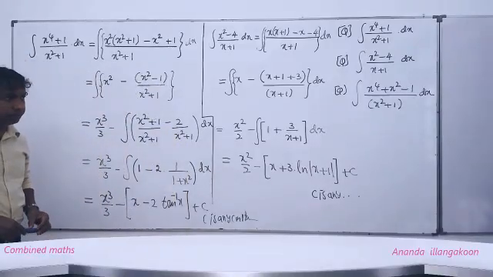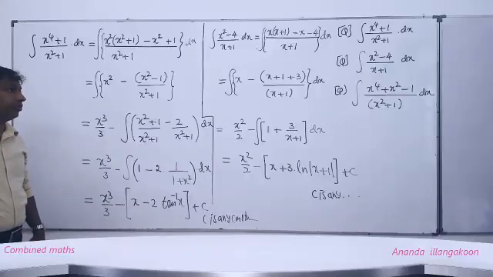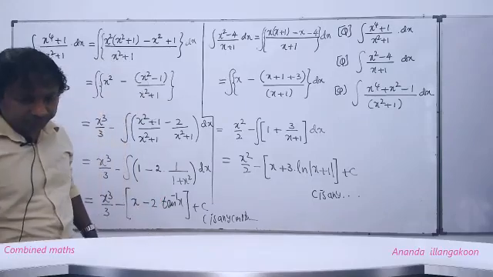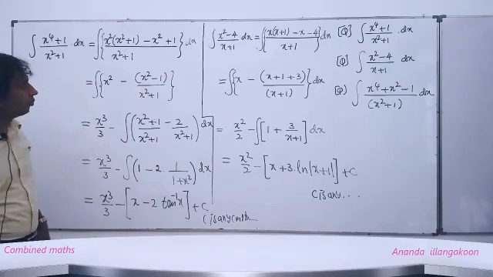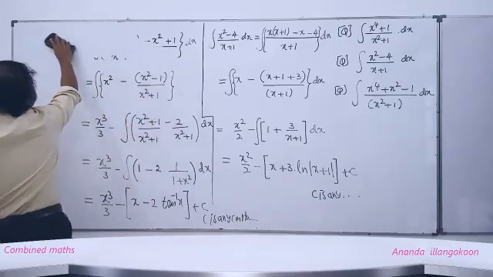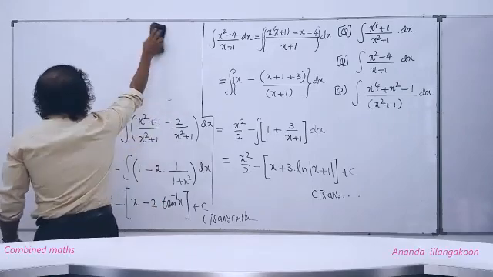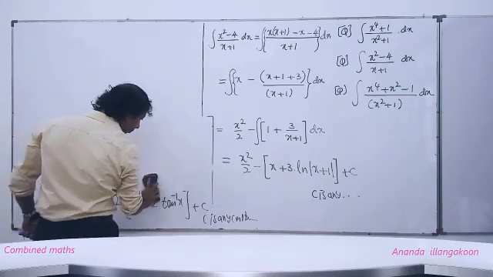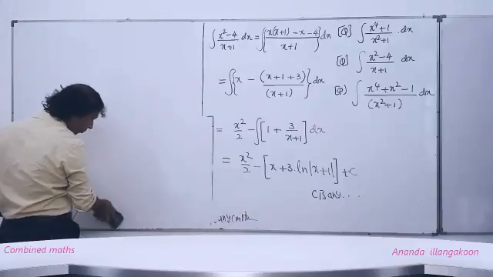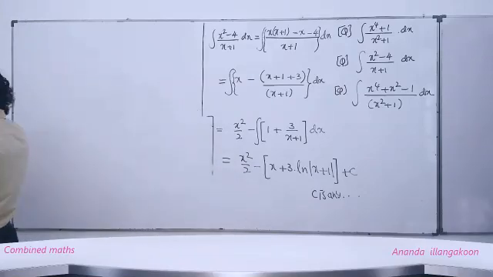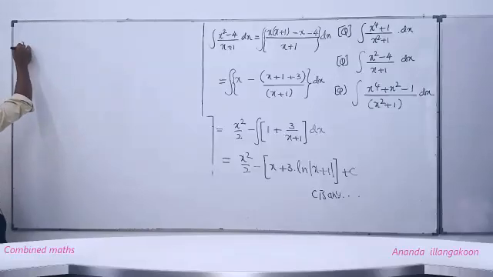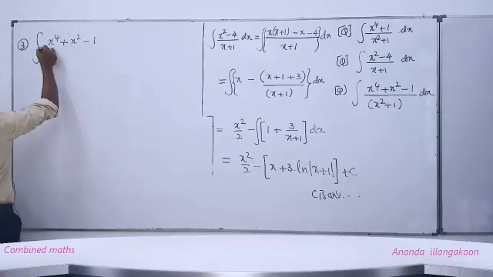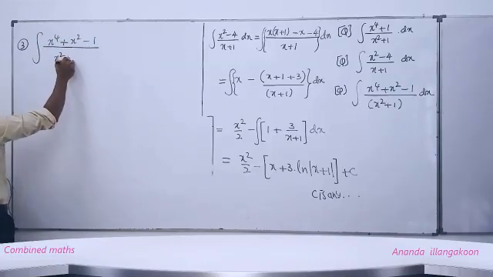Okay, now people. The third one. Third one is this. Integration of x power 4 plus x squared minus 1 divided by x squared plus 1 dx.